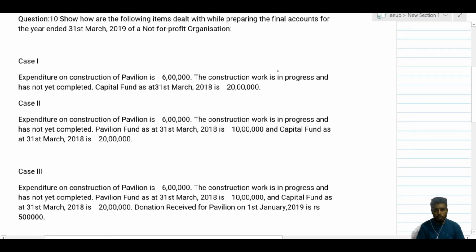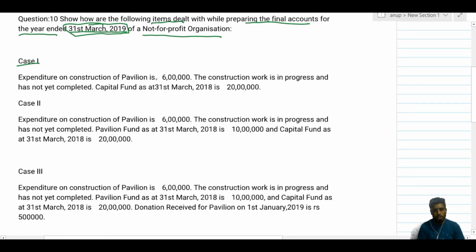You can see the question on the screen. The question is, how would the items be dealt with in preparing the final accounts for the year ended 2019? This date is very important for any non-profit organization. The year ends on 31st March 2019. So let us see case 1. These are all independent cases and will be solved separately. So let us start with case 1.